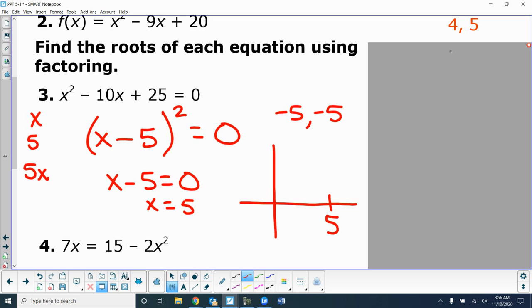over here at 5, does it open up or down? Up. Why? What's positive? The A term, which is what number? 1. You were here Friday, that's when we talked about that. It's gonna look like that. It's gonna hit just right there. Okay? Only 1 zero. That happens sometimes, that's okay.